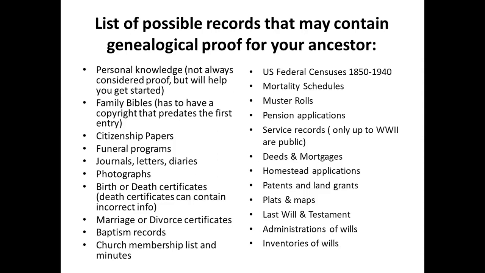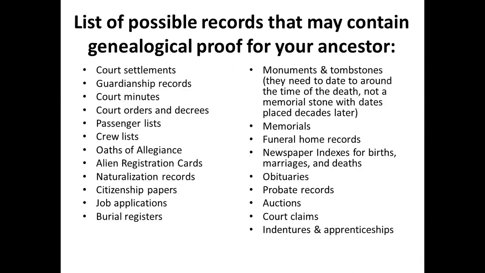Deeds and mortgages. Homestead applications, these are very useful, especially when trying to find land records and learning who lived where. And it helps you when you see the names of roads and streets and just general parks. It makes so much more sense after seeing the homestead applications. Patents and land grants, plats and maps, last will and testaments, administrations of wills, inventories of wills, court settlements, guardianship records, court minutes, court orders and decrees.